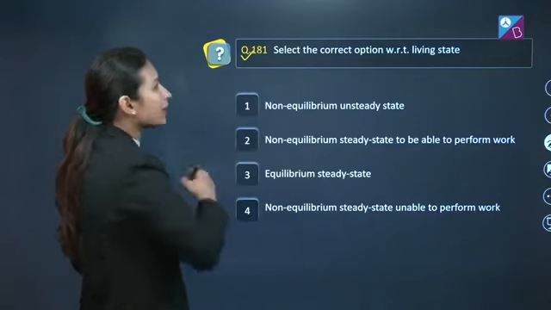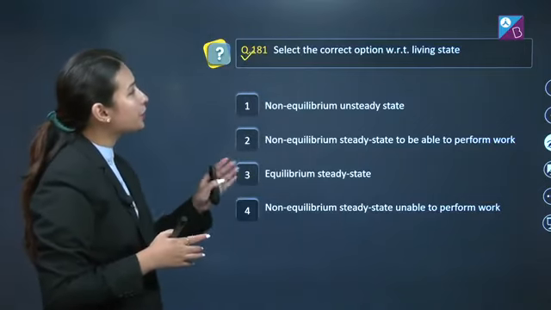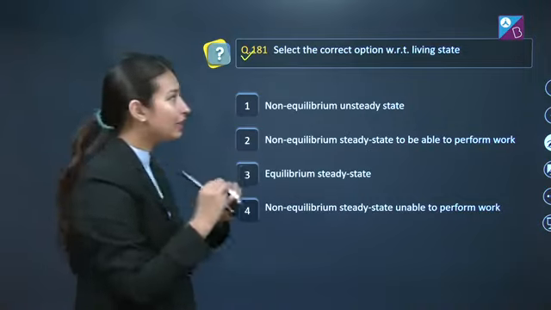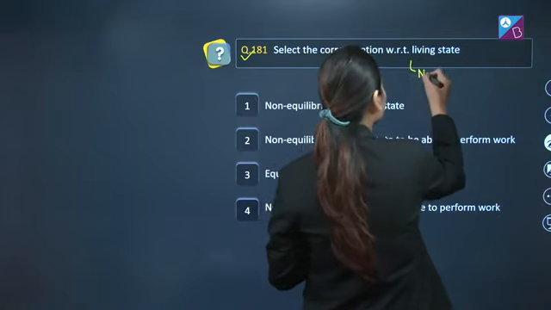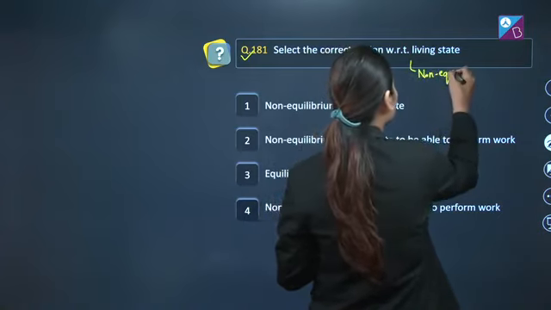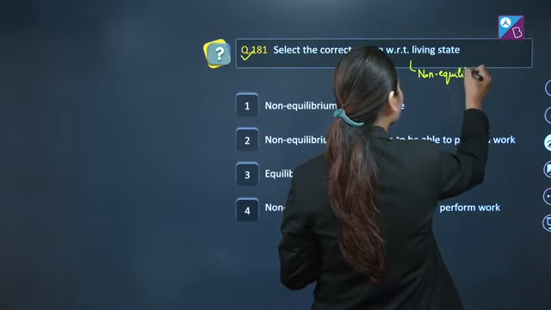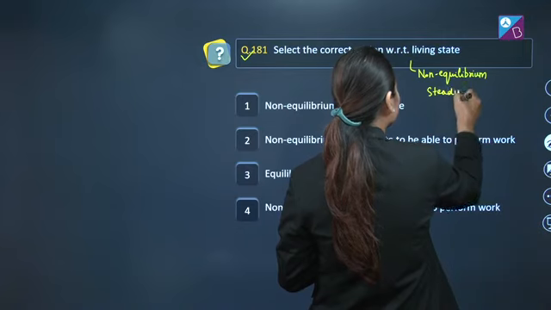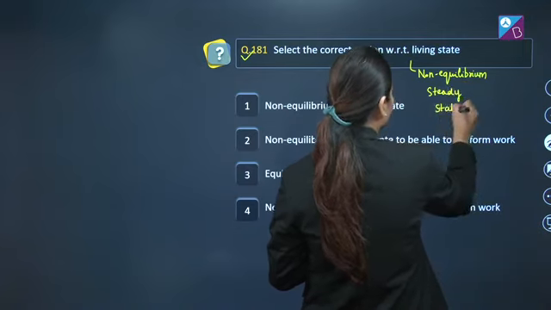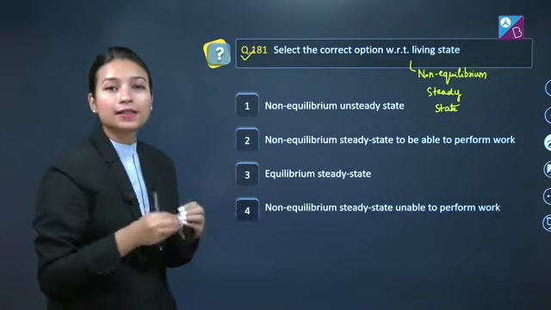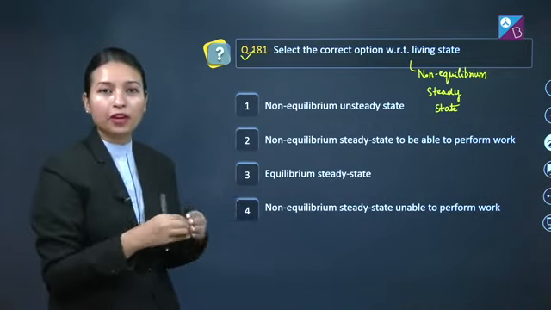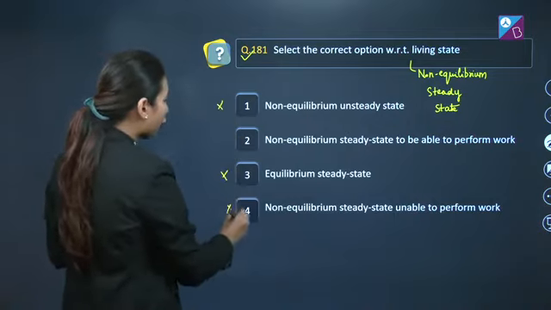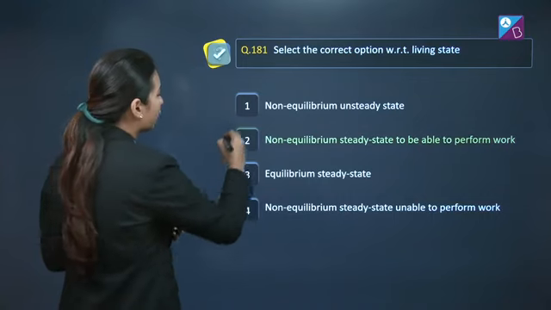Question number 181, which states select the correct option with respect to living state. So students, NCERT में भी ये लिखा है that living state is a non-equilibrium steady state, that is, living process is a constant effort to prevent falling into equilibrium to perform work. So that's why option number 1, 3 and 4 are incorrect, and a correct answer here is option number 2.